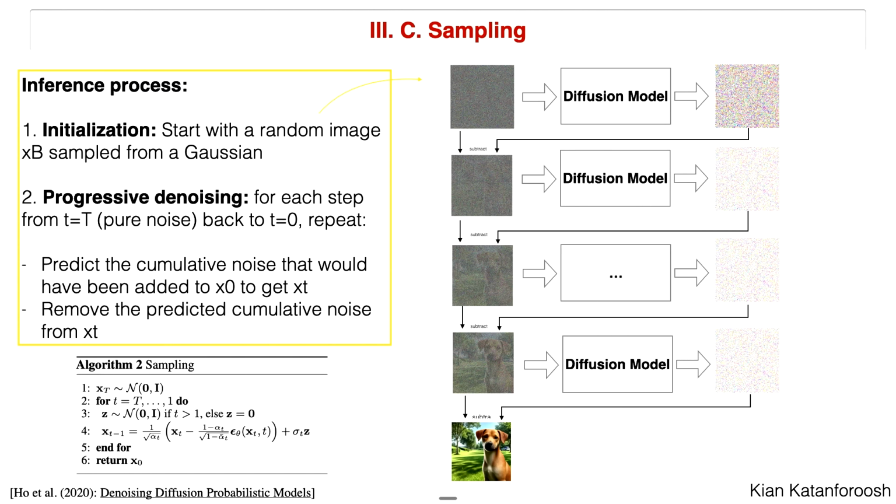Good. So this is what you'll find in the paper again, but you start from random Gaussian noise and then you progressively denoise until you're happy with your output.